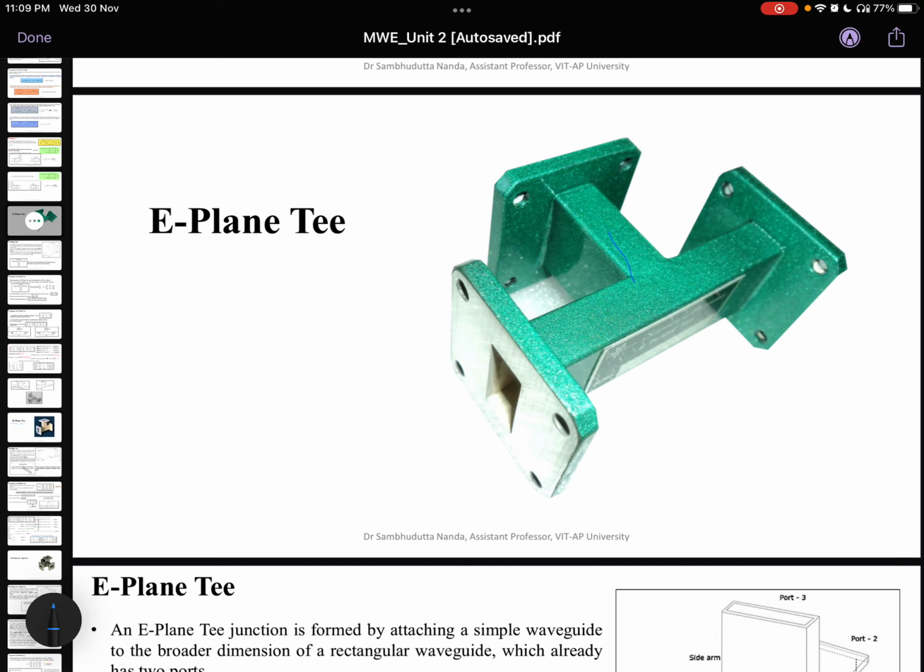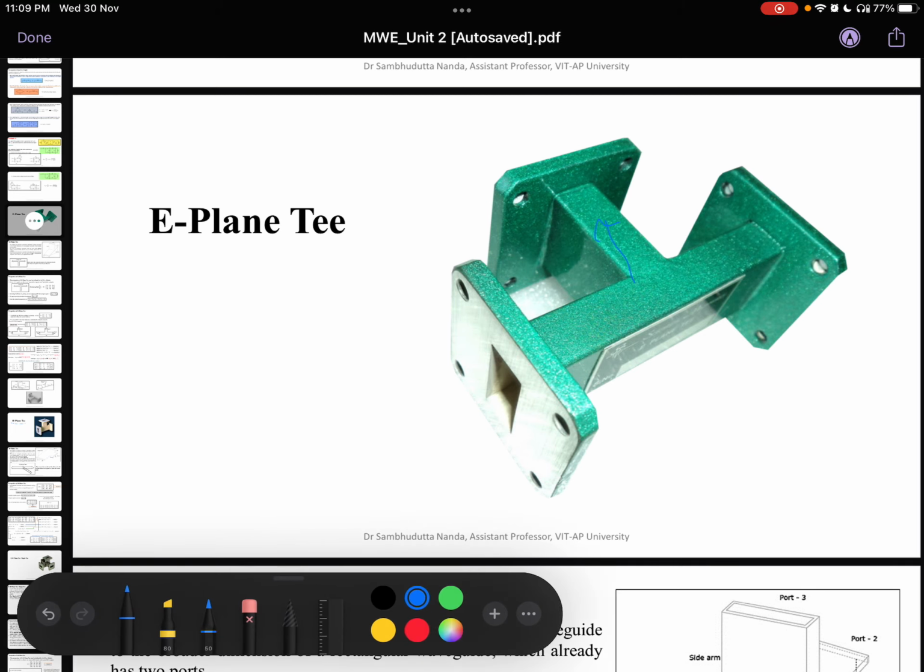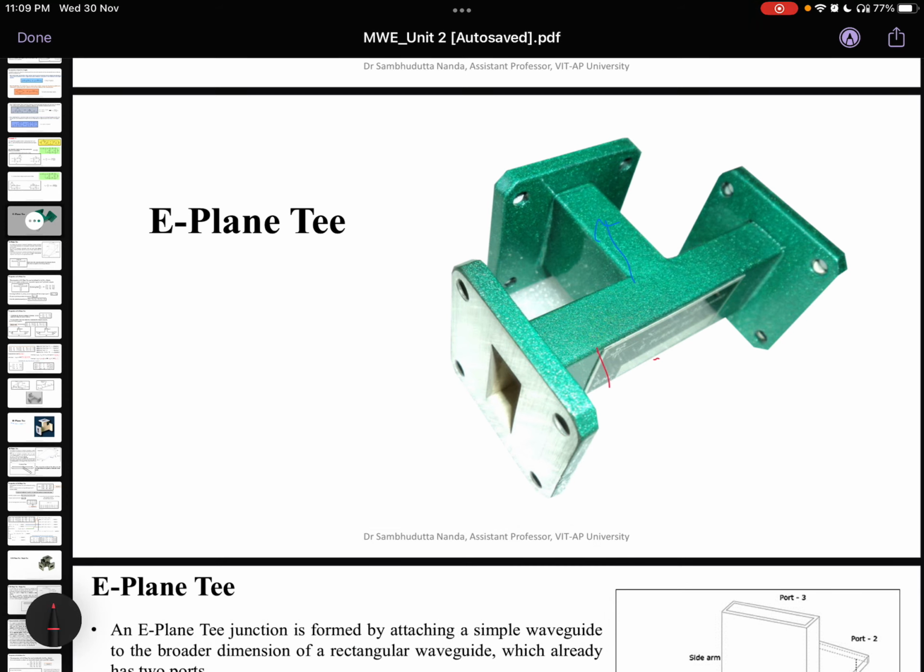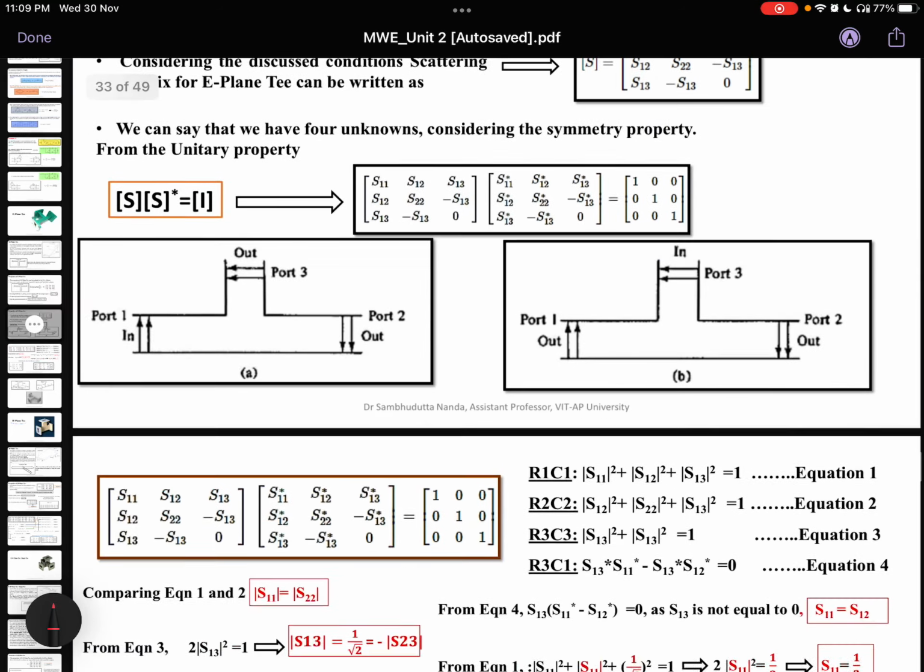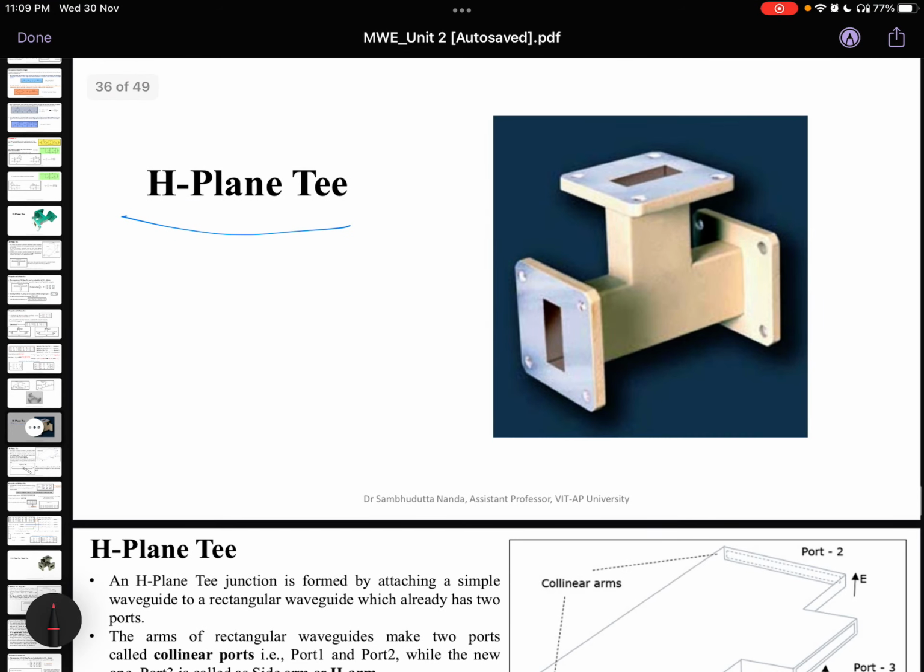So the arm is connected on the broader side. Okay. So broader side means what? This is the width, the broader side, and the arm is connected there. Now if we go to the H-plane Tee, you can see the difference here. The H-plane Tee arm is connected to the narrower side, and in the E-plane Tee, the arm was connected on this side. Okay, so it was like this.